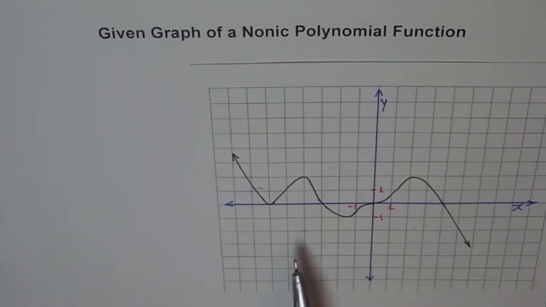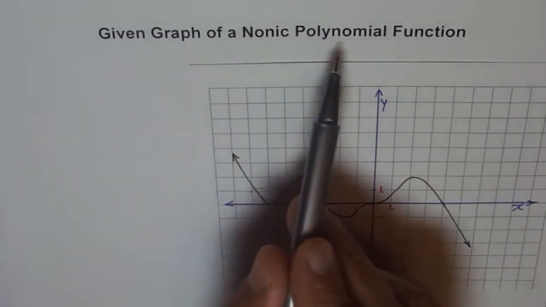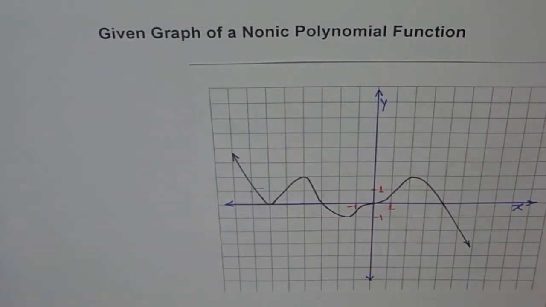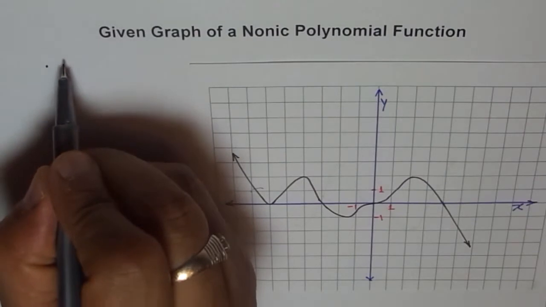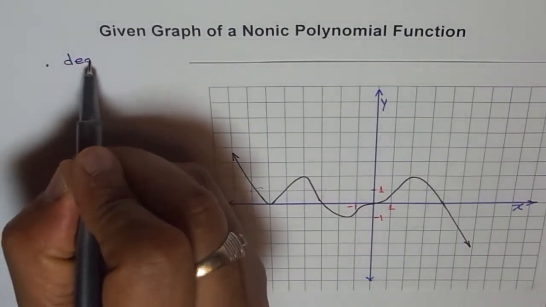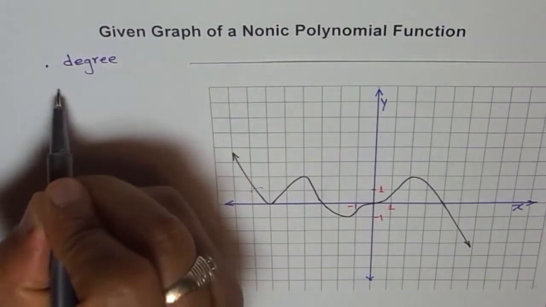Now think about this graph. So you have to answer a couple of questions when you look at the graph. Since we have already given you it's a nonic polynomial, you know what is the degree, right? But let me list the things which I am interested in finding from you. So first thing which I want you to report is what is the degree of this function, right?